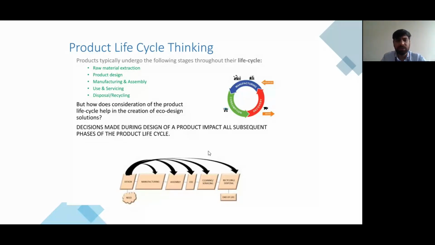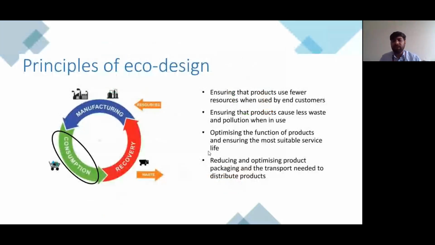So we have to think about these things: raw material extraction, what processes we are going to use, how we are going to design our product, whether some parts are replaceable or whether we can recycle it, then how we are going to assemble it, with permanent joints or temporary joints, whether it is a modular type, etc. The principles of eco design: ensuring that products use fewer resources when in use, ensuring that products cause less waste and pollution during their use life, optimizing the function of products and ensuring the most suitable services over their life. This also has to focus on reducing and optimizing the packaging.